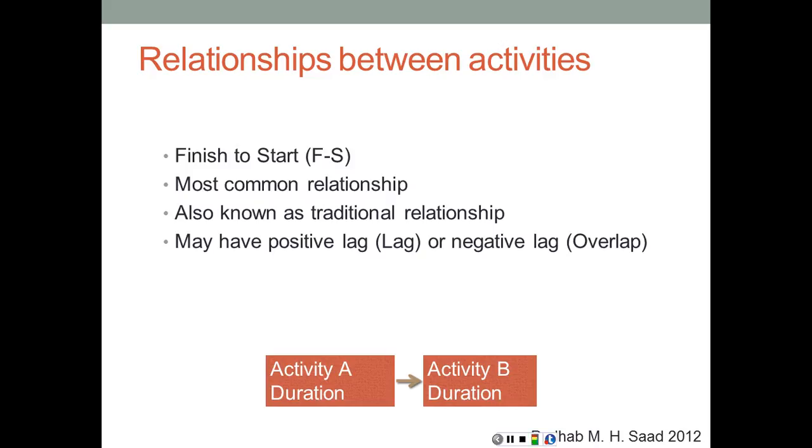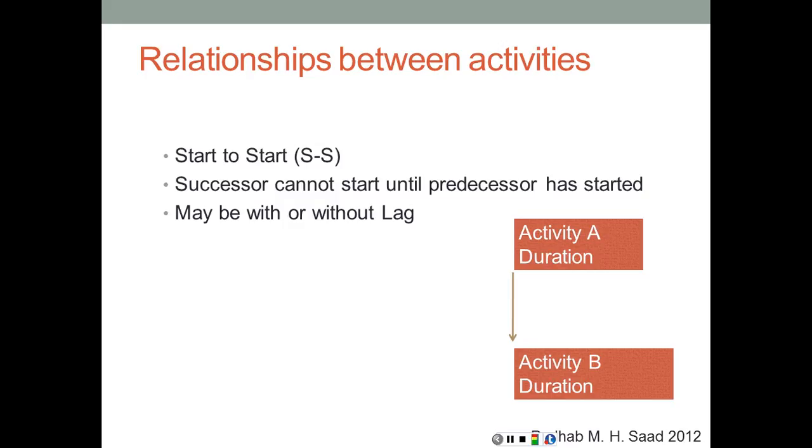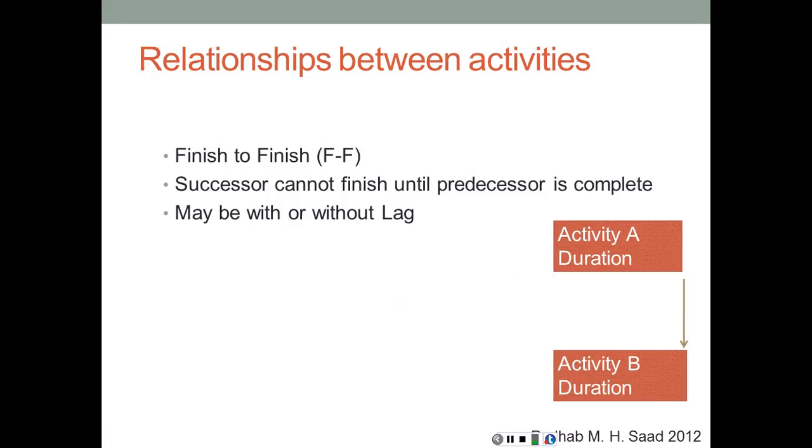This is a quick review of the relationships between activities we discussed before. The finish to start, which is the most common relationship, also known as the traditional relationship. And we may add here between the two activities a positive number that's going to be a lag, or a negative number that's going to be an overlap. We also have the start-to-start relationship, and again here we can add a lag between the two activities. It can be with or without lag. The finish-to-finish, same thing, connects the finishes or the ends of the activities. It can either have lag or be without lag.